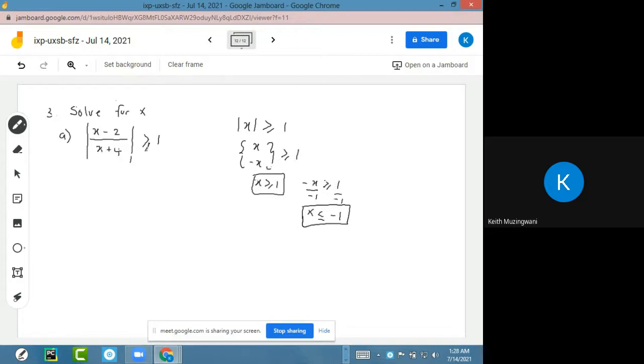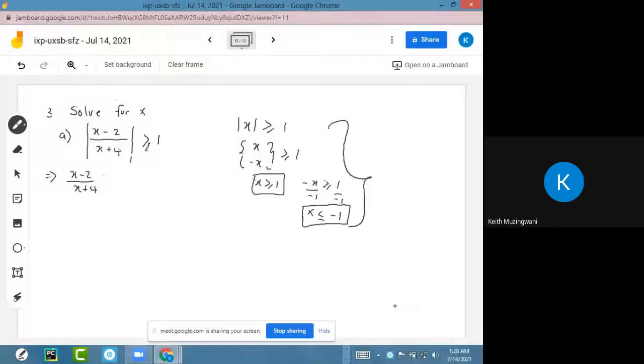Now, to avoid solving for this every time we meet this question, what we must understand is that if we have greater or equal to, or if we have greater, keep it greater or equal to 1, or get x minus 2 over x plus 4 less or equal to negative 1 now. Coming from this thing here.